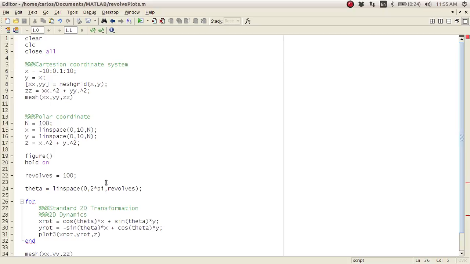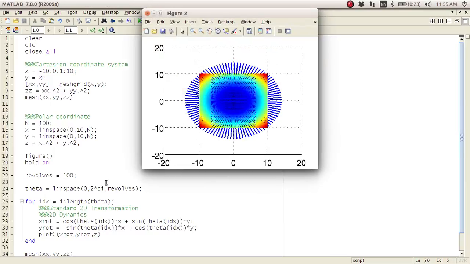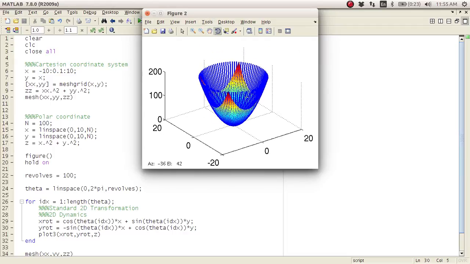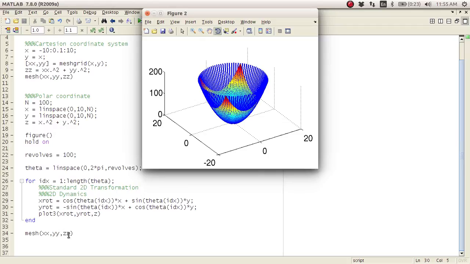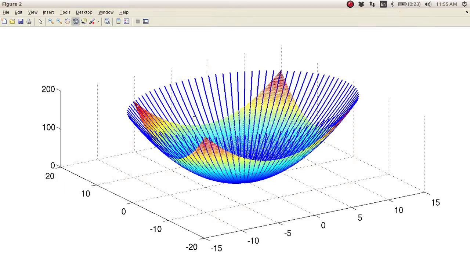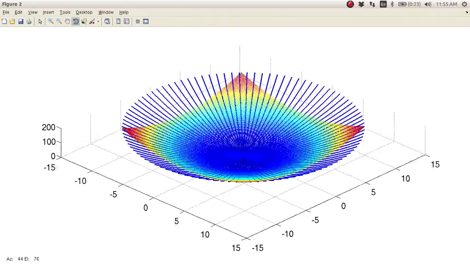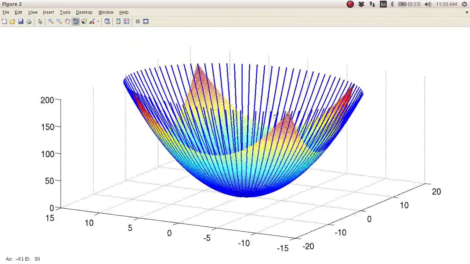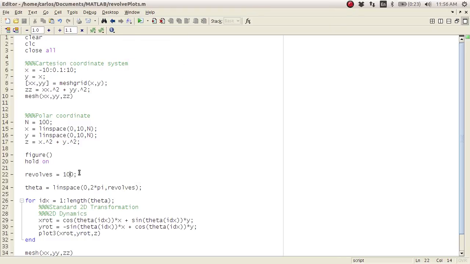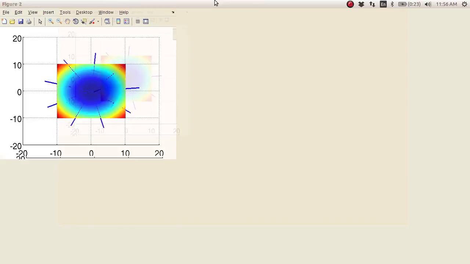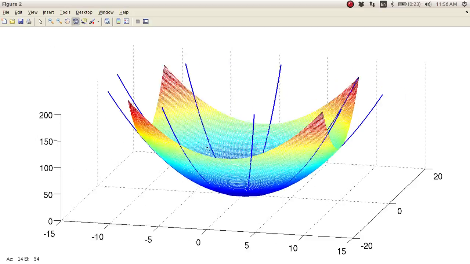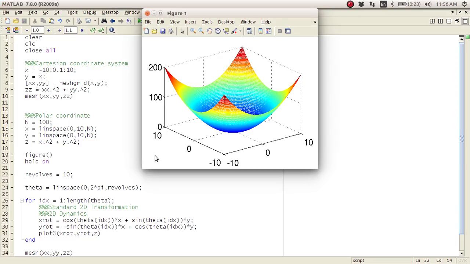And so instead of doing for theta, I'm going to say IDX is 1 to length of theta, and then all I need to do is, instead of theta, use theta of IDX, theta of IDX, theta of IDX, because now theta is a vector. If I hit go there, here's my revolve. And actually, it's neat here because I haven't changed what XX, YY, and ZZ are, so we can see the difference between the Cartesian coordinate mesh and the revolve lines that I have. And if I change the number of revolves to, say, 10 and run that, I just have a smaller number of revolves there, which is pretty neat.